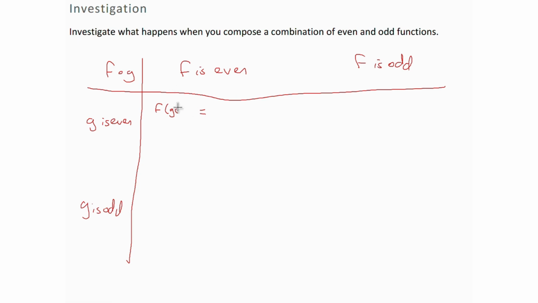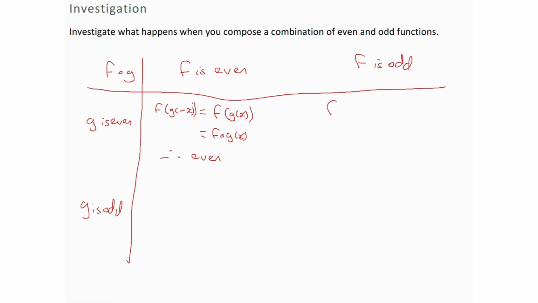well, what we actually want to work out is f of g of minus x, don't we? Because we're trying to test for even or odd. So f of g of minus x. If, in this case, g is even, we get f of g of x, because g of minus x is equal to g of x. But f of g of x is just equal to the original function. And that means the composition is even.